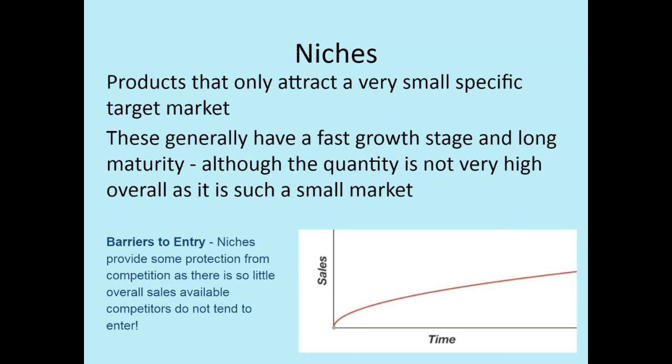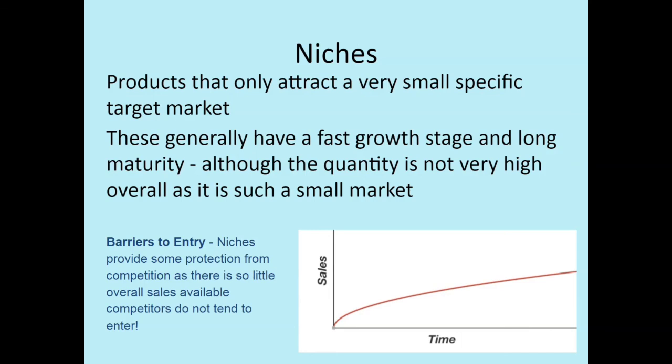And our last one is what we call a niche. Niche products and services only attract very small specific target markets. So when you're looking at your target market, you're likely a niche when that target market is very small. There's a very small number of people that are going to be interested in your product. Generally in niche markets, we see a very fast growth stage.